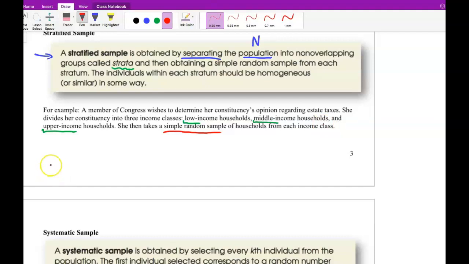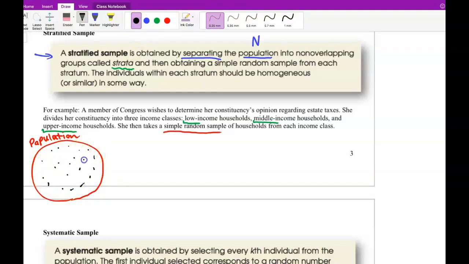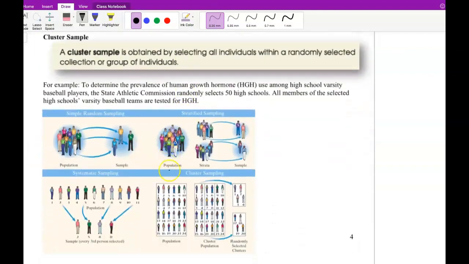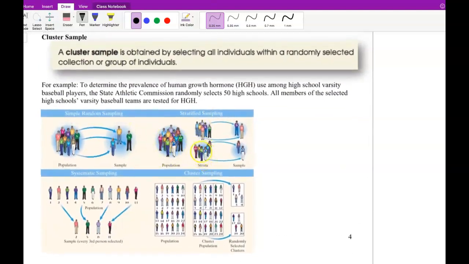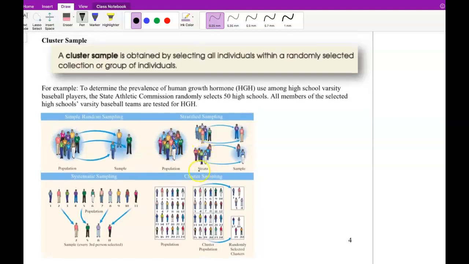Okay, so let's try that one and see what that is. In total, I have the population. Let's write that here. It's population. I have many individuals here, I'm not sure how many. Let me show you that part here. It is stratified sampling. So this is the population, then I'm going to divide into groups to have strata.